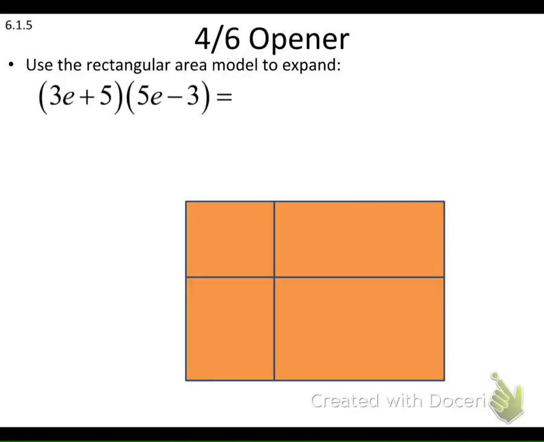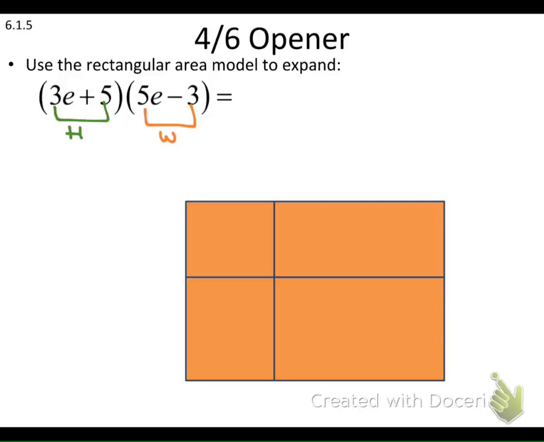Today's opener, as I said, is going to resemble very closely the quiz that you're going to take. We are using the rectangular area model to expand. So we have two groups of numbers here. With these two groups of numbers, they represent two things on our area model. What two things do these numbers represent on our area model? The height and width. So the first group of numbers is going to be my height, and then the second group of numbers is going to represent my width.